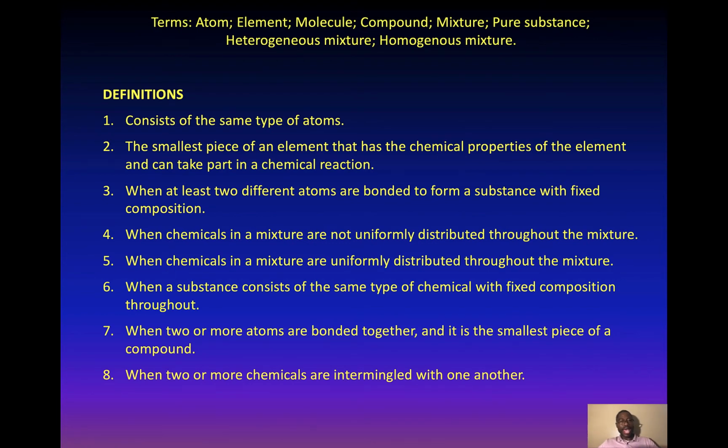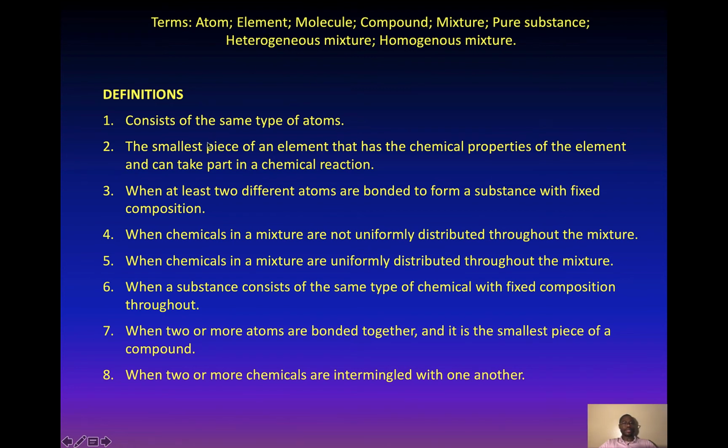Now let's try to go through these definitions and then match them to the terms above. So we want to read these definitions and then map them to the terms here. Definition 1: consists of the same type of atoms. If it consists of the same type of atoms, then you're dealing with an element.